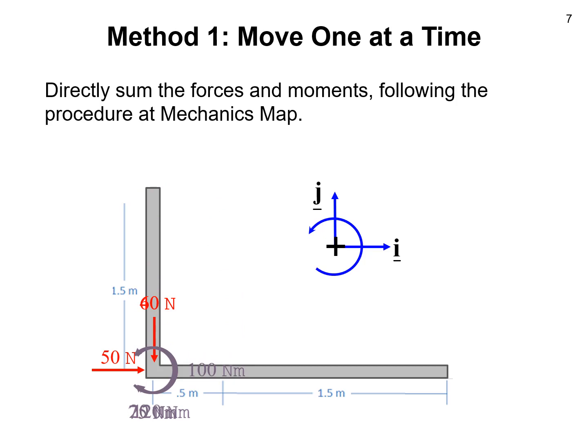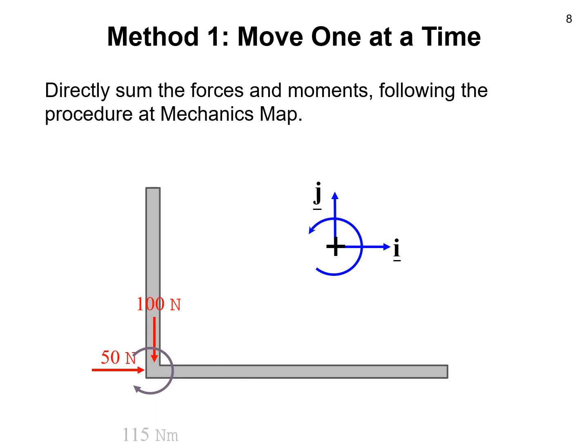And now what I'll do is I'm going to add up all these force values and find out that the total force in the vertical direction was 100 newtons. And if I add up all those numbers, keeping in mind that 3 of them were negative and 1 was positive, I arrive at a total of 115 Newton meters.